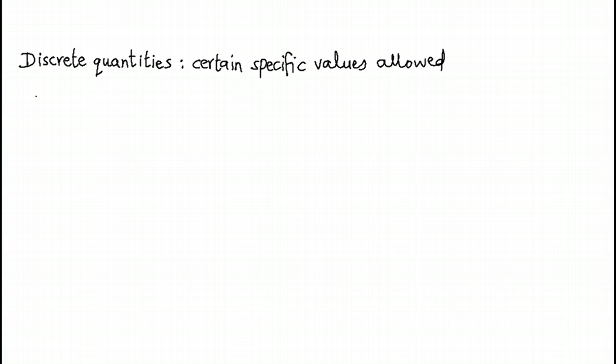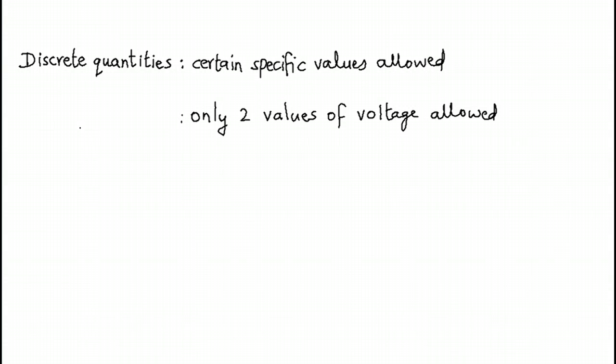And in the type of circuits which we are currently discussing, there are only two specific values of voltage which are allowed. Such circuits in which only two values of voltage are allowed are known as digital circuits. So in contrast to an analog circuit where voltages involved can vary continuously, in a typical digital circuit only two values of voltage will be allowed, both at the input as well as at the output.